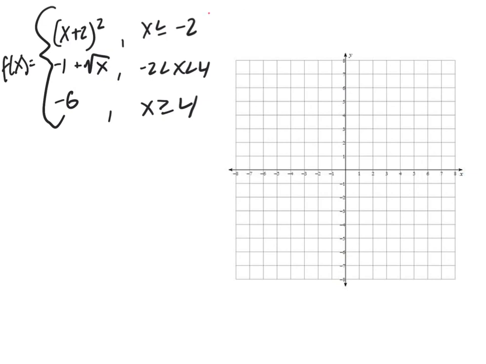Okay, so first up, we have a quadratic, so we're anticipating a parabola. This guy, we're going for less than or equal to -2. Well, it starts at -2, so we're chopping off the entire right-hand side of this parabola. So over 1, up 1 squared, over 2, up 2 squared, and we get our nice left side of a parabola. And we do want a closed circle because we did have that equal sign.